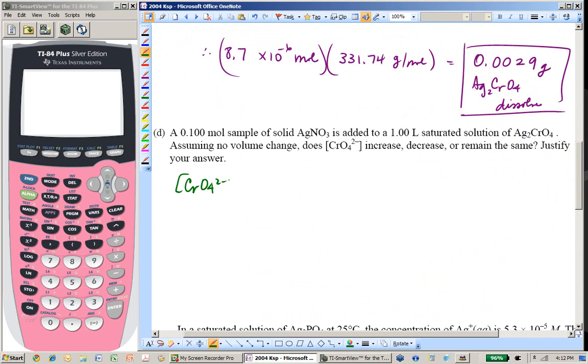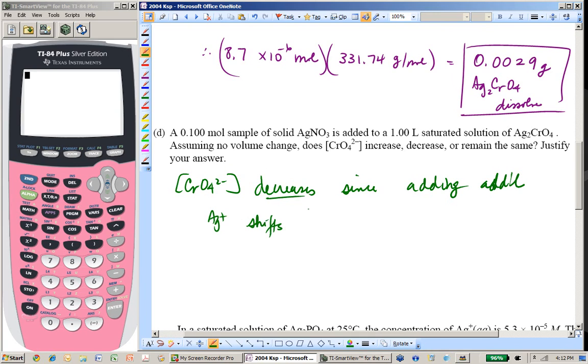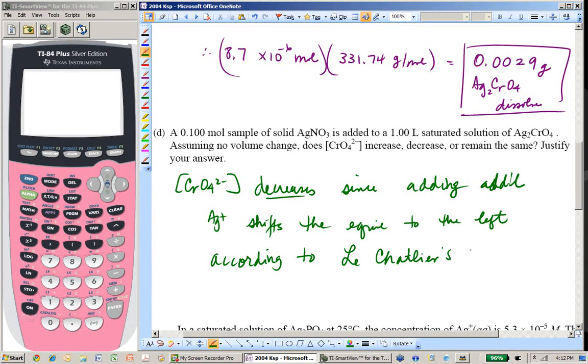Concentration of CrO4 2- ion decreases since adding additional Ag+ ion, well, that's redundant, I could just leave Ag+, shifts the equilibrium to the left. Favors reactants if you prefer, according to our good buddy, we won't write that part, Le Chatelier's principle.